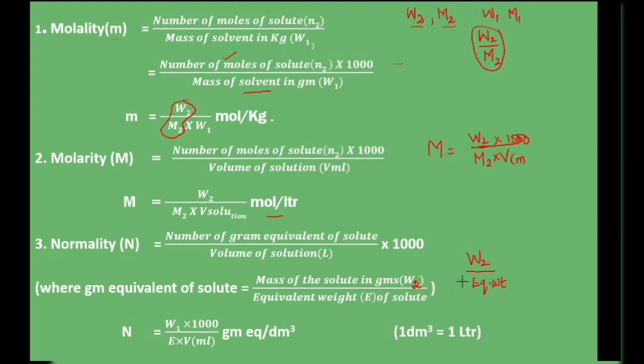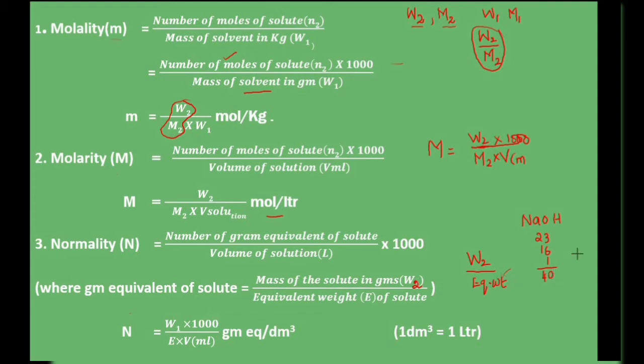How to calculate equivalent weight then? It is possible to get the equivalent weight by calculating the molecular weight. For example, if you are taking sodium hydroxide, what is the atomic mass of sodium? Sodium is 23. Oxygen is 16. Hydrogen is 1. So altogether, it's 40. So its molecular weight is 40.